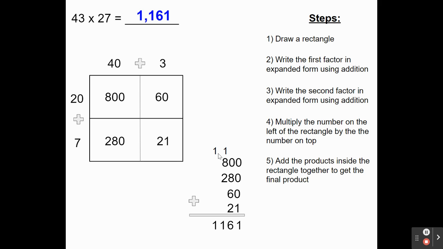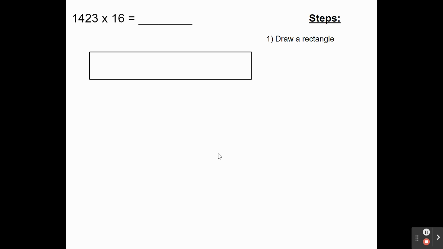Let's try one more problem. Here we have 1,423 times 16. First, we're going to draw a rectangle. Next, we're going to write the first factor in expanded form using addition.